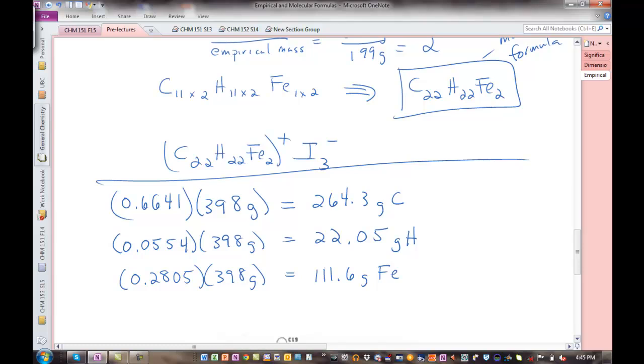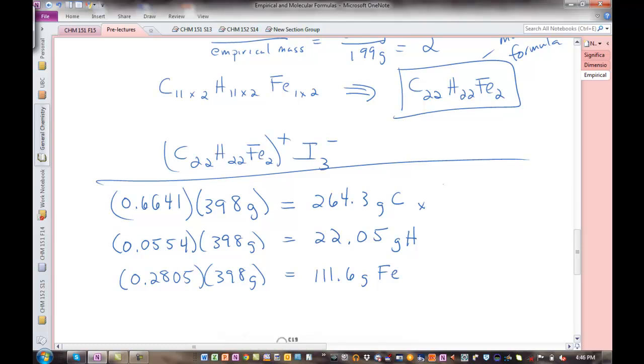So if you added those up, you should get very close to 398. There's going to be some rounding errors in there, but it's going to be very close to 398. So in 1 mole of this substance, I have 264.3 grams carbon, 22 grams of hydrogen, 111.6 grams of iron. But remember, we want moles, right? We can read those subscripts as a mole ratio of how they combine. Do we know how to convert from grams to moles?